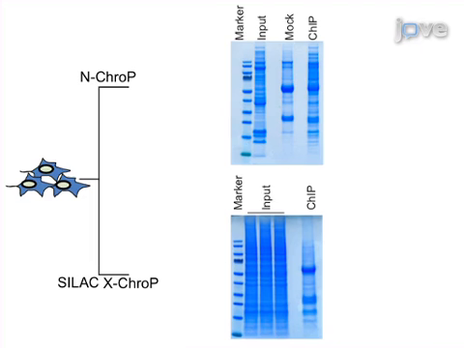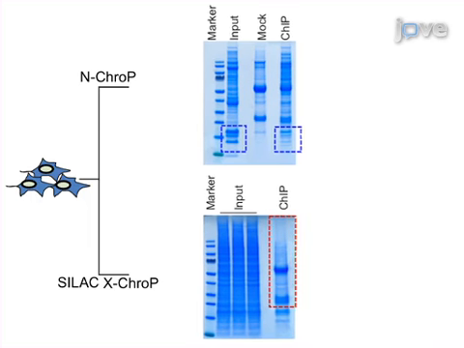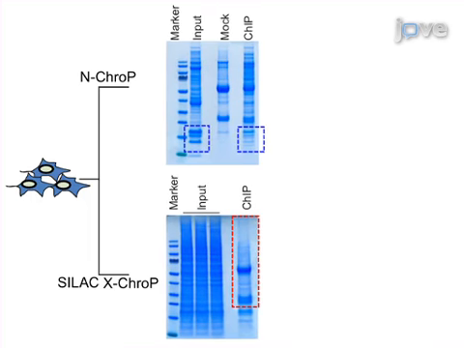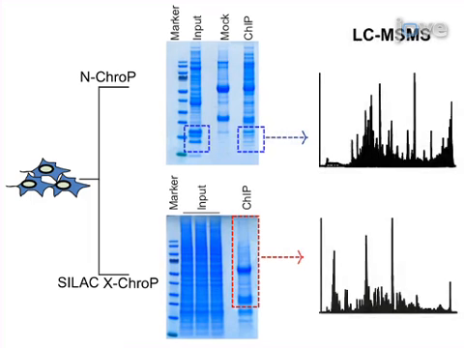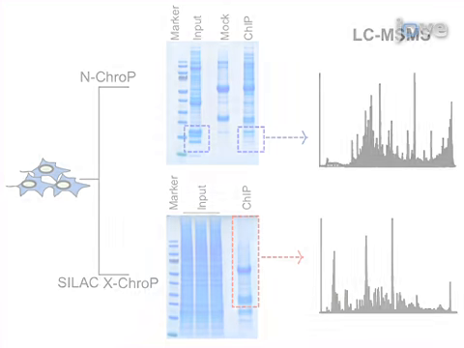Next, the immunopurified chromatin proteins are separated by SDS-PAGE and in-gel digested prior to mass spectrometry. The following step is the liquid chromatography mass spectrometry analysis on a high-resolution instrument.